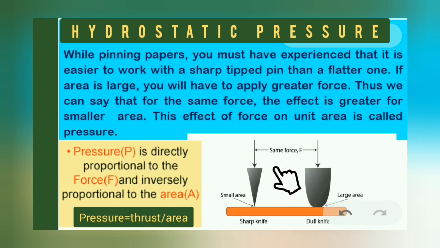Usually thrust is the force, so we will write here pressure is equal to force upon area. But this force is always normal to the surface, so the total normal force is called thrust. While pinning papers, you must have experienced that it is easier to work with a sharp tip pin than a flatter one. Now you understood what is the reason? Because pressure is inversely proportional to area.